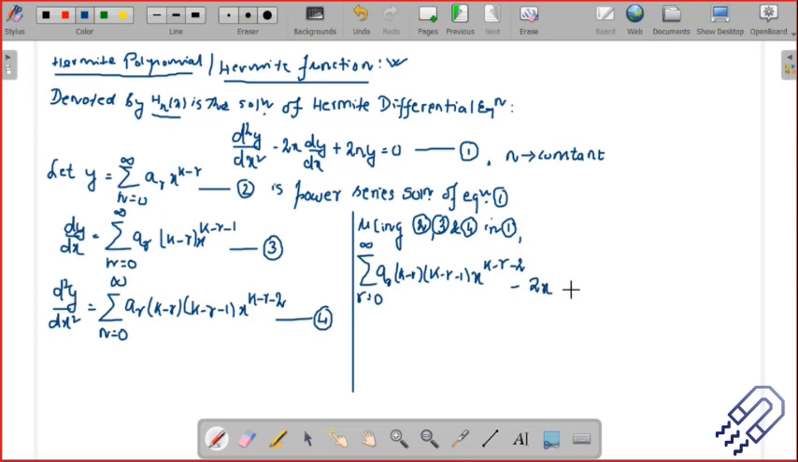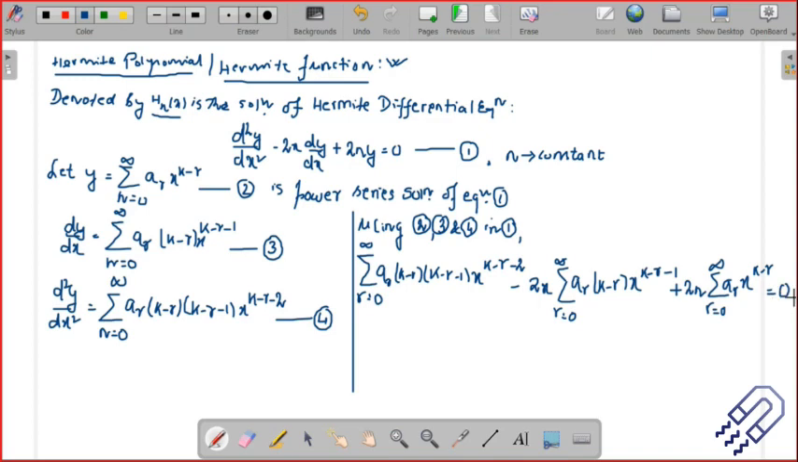Okay, and then I'll have dy/dx, and then we are going to put the summation r equals 0 to infinity, and dy/dx is a_r (k minus r) x to the power k minus r minus 1, right? So that's the next term, then plus 2n, and then y is the summation r equals 0 to infinity, and that's the original series a_r x to the power k minus r, equals 0.